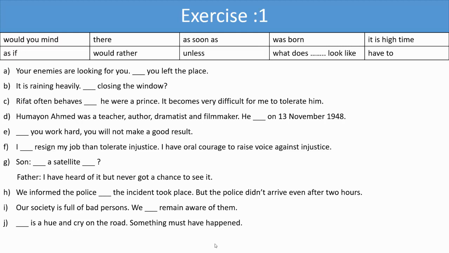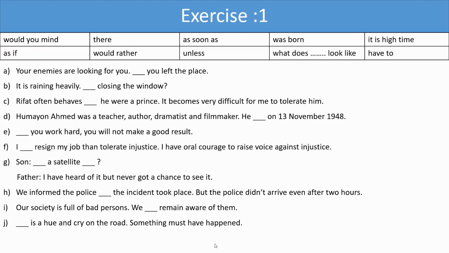Now, dear students, I have some examples or exercises for you to practice. So here is the number 1. Look at the screen. Number A. Your enemies are looking for you. It is high time you left the place. Number A, you have to put it is high time. You all know after using it is high time, you have to use the past form. So here we are using it is high time.